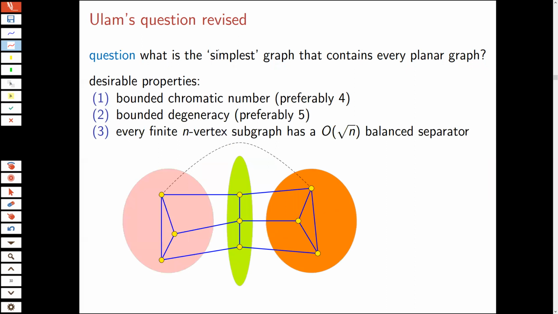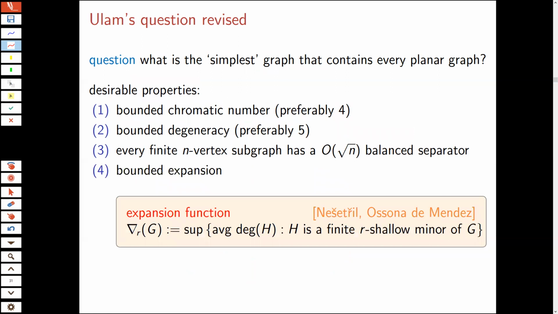What other properties would you want of your pseudo-universal graph? The key property of planar graphs is that they have balanced separators of size √n. This is the Lipton-Tarjan separator theorem. So we'd want every finite n-vertex subgraph of our pseudo-universal graph to have an order √n balanced separator. Now, if you know anything about the sparsity theory of Nešetřil and Ossona de Mendez, you'd probably say you'd want this pseudo-universal graph to have bounded expansion. That would be a key property in the light of sparsity theory.